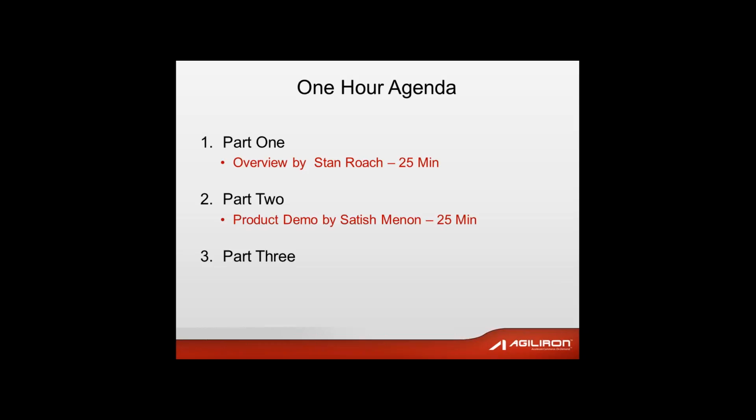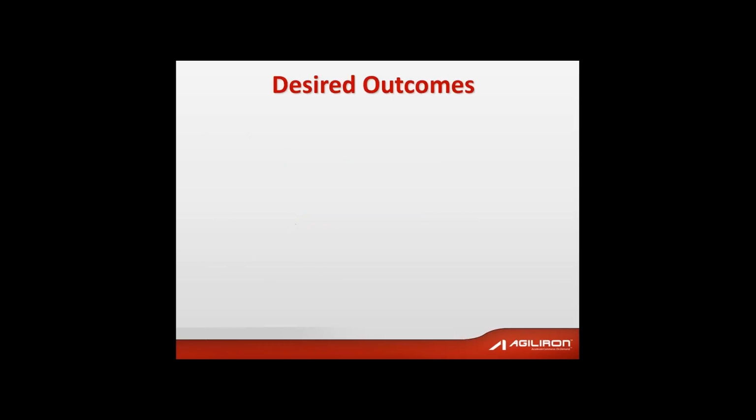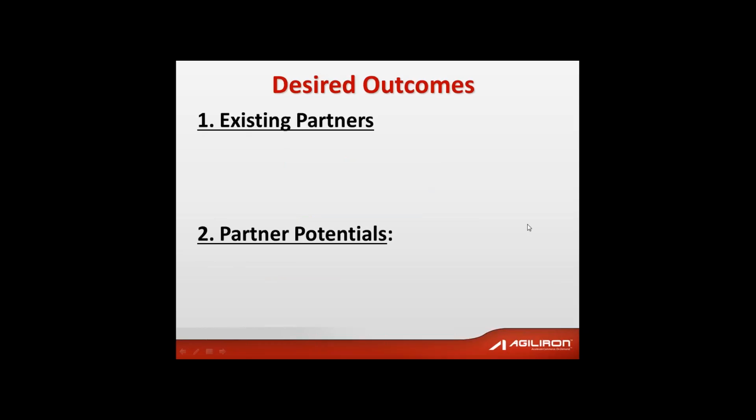Then Satish will do the product demo, the second part, and the third part will be 10 minutes for Q&A at the end. The desired outcomes are divided into the 2 groups. The existing partners, which is really the primary group that this is for, and then partner potentials.